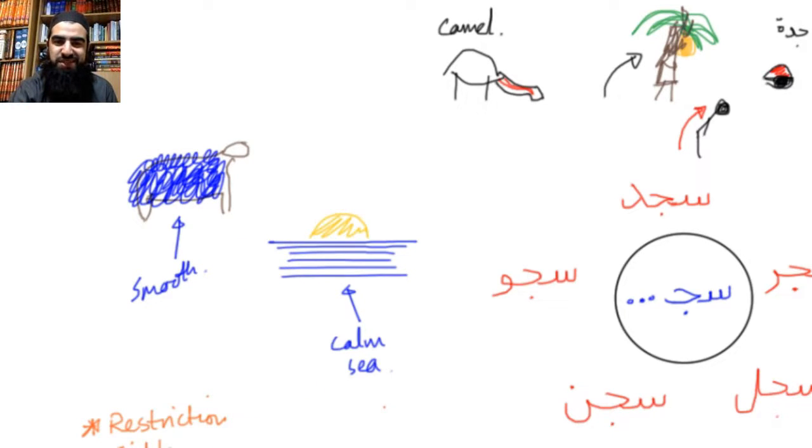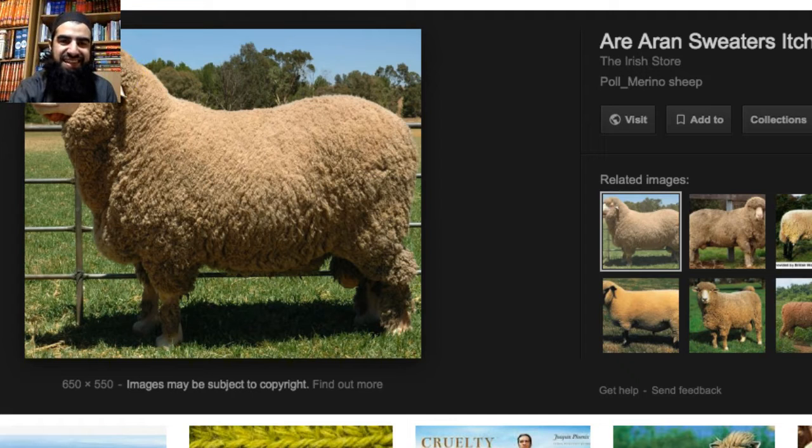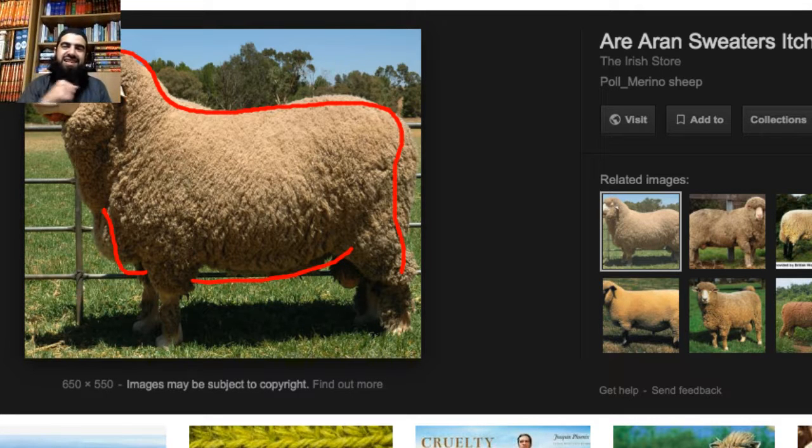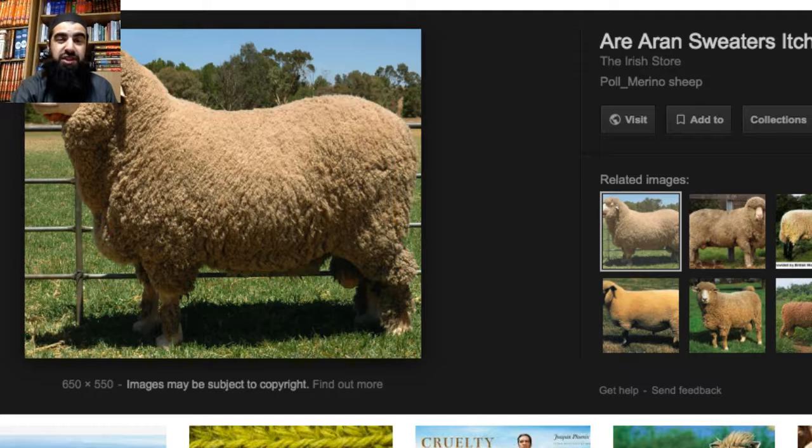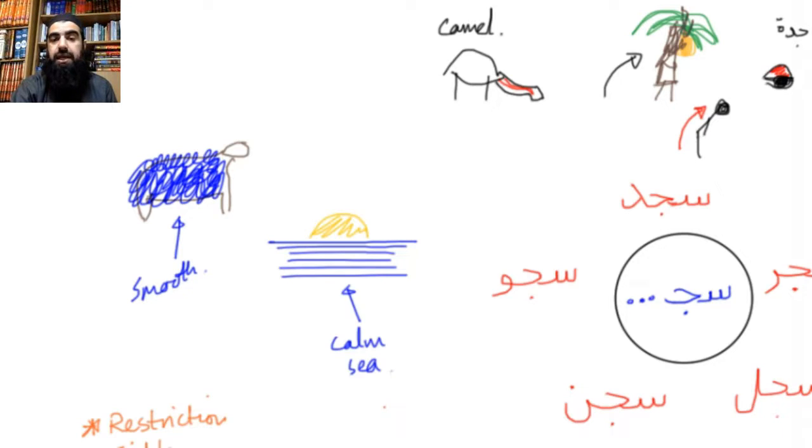All right, let me show you something. This is what I found. Look at that. That looks like a marshmallow sheep. Beautifully nice, soft and smooth. You just feel like hugging it and squeezing it, right? So that's basically the word that's used for it. As Sajj is describing the softness of the sheep's wool, you can say. So Sajj is for that.